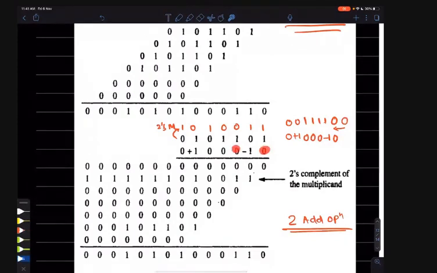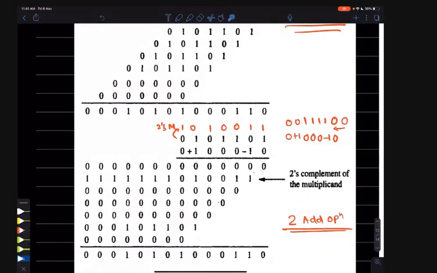These things we will just shift right. Here we have to do addition with the 2's complement of m. Here we have to do addition with m. Okay, so only 2 addition operations we have to do. So that is the advantage of Booth's algorithm.